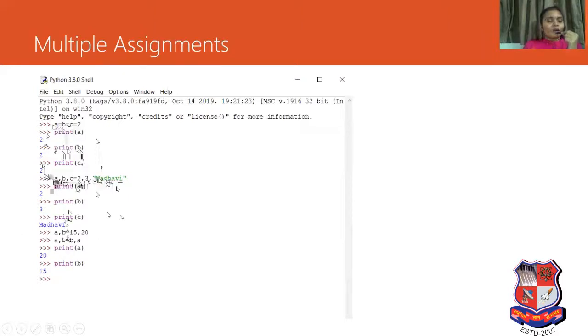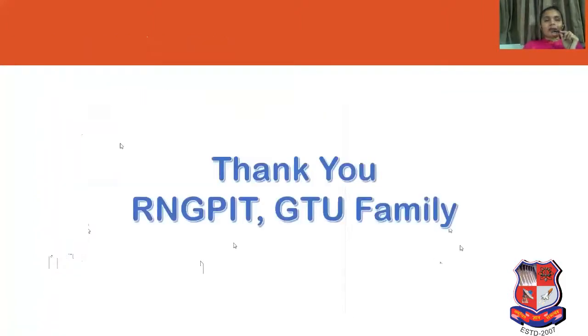But if I write a comma b equal to 15 comma 20, and then I write a comma b equal to b comma a, that is nothing but what? We are swapping the values in these variables. So you can write it this way: here a equal to 15, b is equal to 20. Then I write a comma b equal to b comma a, meaning a equal to b and b equal to a. So when I print a, it will print the value 20. So this is the multiple assignments example in Python.